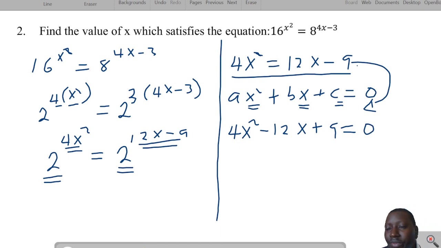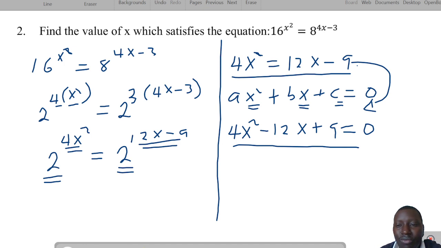So class, we have a number of ways in which this equation can be solved. One way is by use of the completing the square method. Then the other way is by use of the quadratic formula. The other way is by use of a graphical method, and the other one is by factorization. So you have several ways of solving this equation. But for the sake of this, I want to make use of factorization.